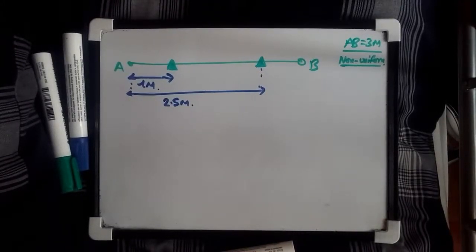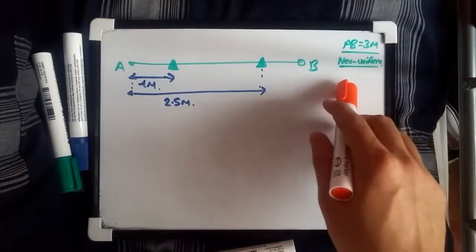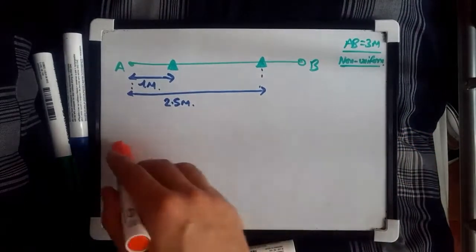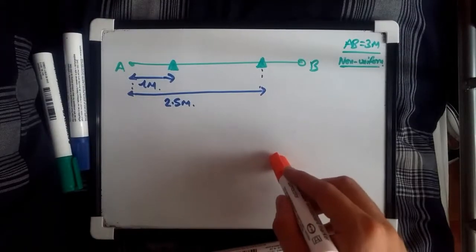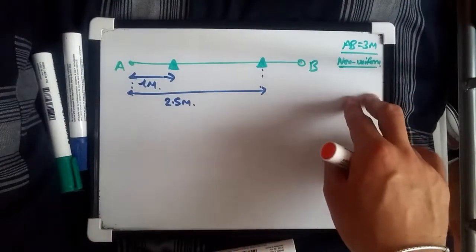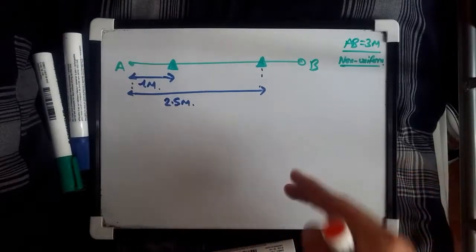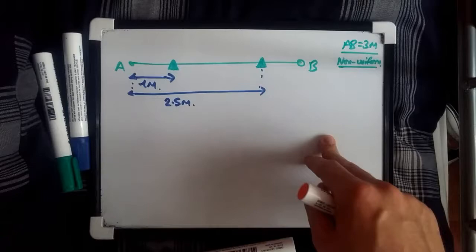So this one we'll be looking at non-uniform rods now, and the idea is to find out the distance from A for where the center of mass could be. So in other words, we don't know where the center of mass is for any non-uniform rod, but we're going to apply some special technique I use to always get it right. So without further ado, let's go.